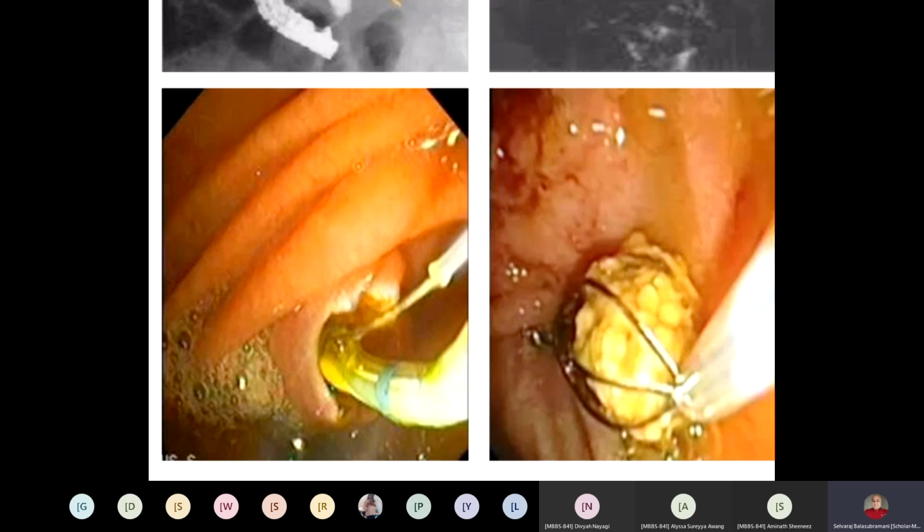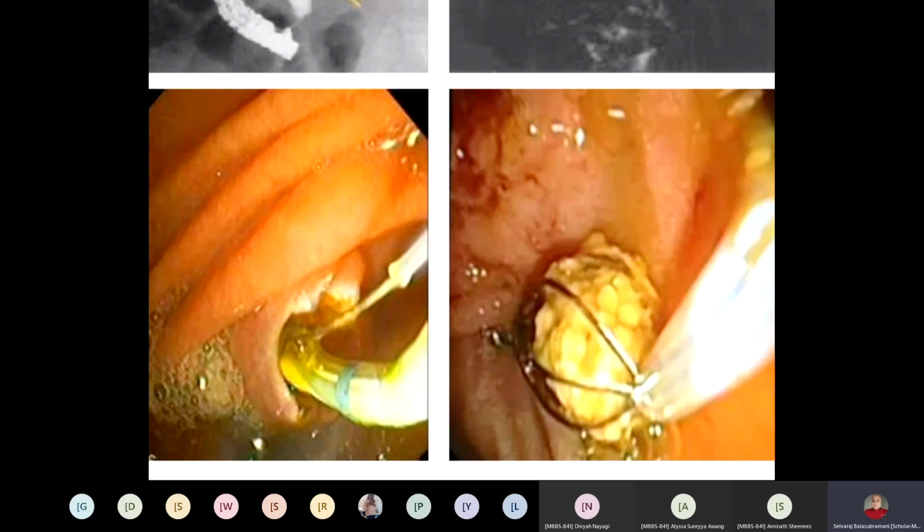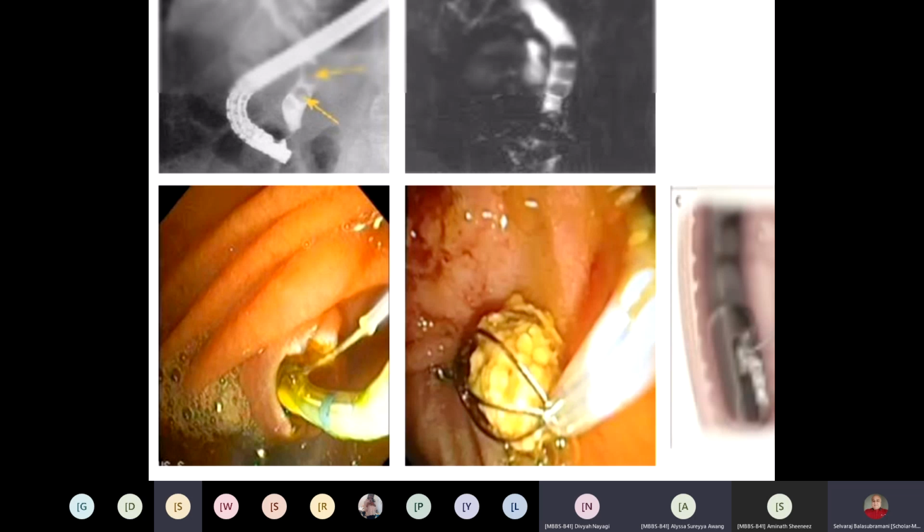Second picture, what is the instrument they have introduced to remove the stone? It is called the Dormia basket. You introduce it into the CBD because you have done a sphincterotomy, and you can remove the stones. It may be one stone or several stones, and you have to remove all the stones one by one. This is the sphincterotome, and this is the Dormia basket.